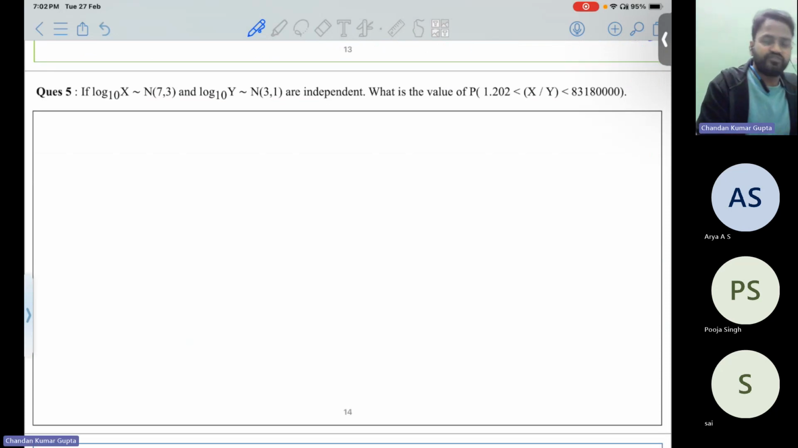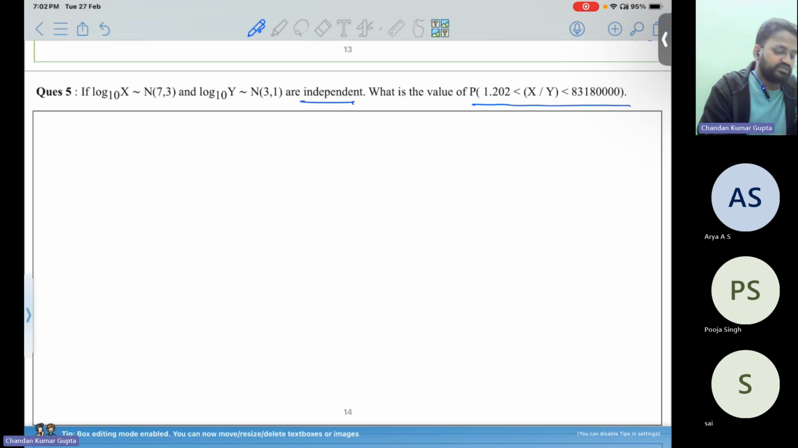Now question number 5: if log x base 10 follows a normal distribution with parameters 7, 3, and log y follows a normal distribution again with parameters 3, 1, and these are independent. We need to calculate the value of this probability.